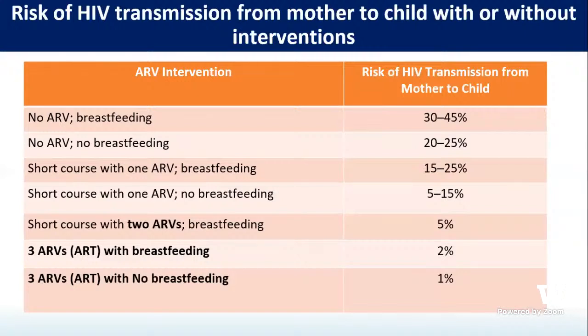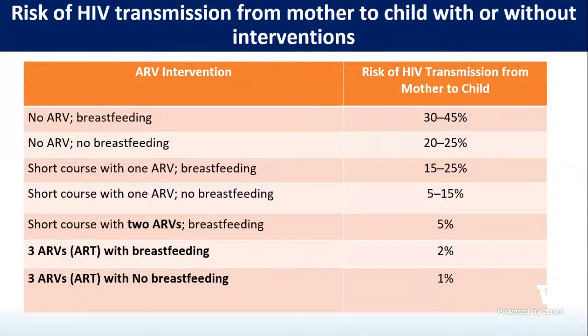So, what are the risks of HIV transmission from an HIV infected mother to baby with or without intervention? All of us know that till 2001, when there were no ARVs given to pregnant women and breastfeeding continued from mother to baby, the risk of HIV transmission without any intervention ranged from 30 to 45%. If breastfeeding is not given, but there are no ART drugs also, the risk reduces to about 20 to 25%. As you all know, till 2015, we had short course with one ARV and breastfeeding, which reduced the transmission to 15 to 25%.